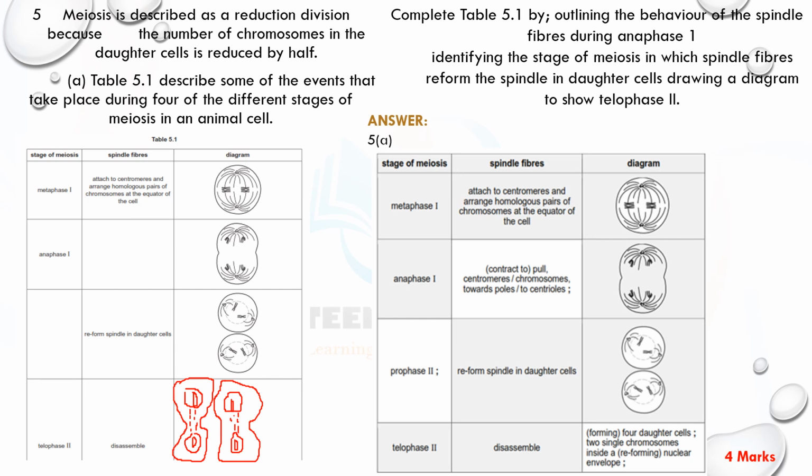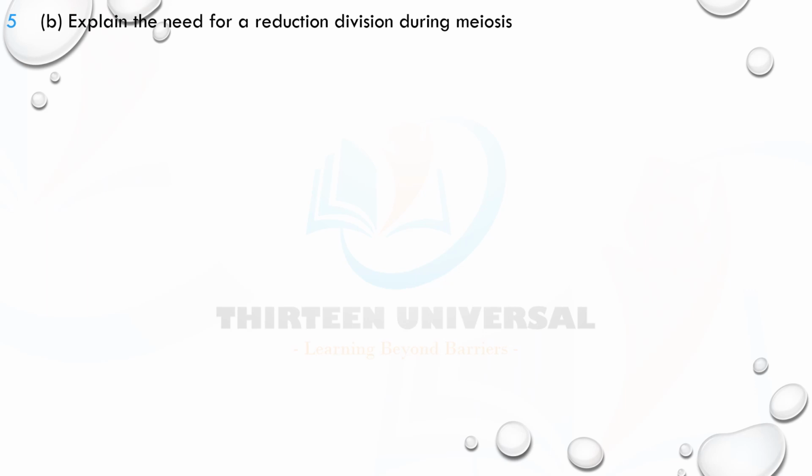Let's go to the next question, 4 marks. Explain the need for a reduction division. Why do we need a reduction division during meiosis? Give us the reason. The need is to form haploid gametes. This is 2n, a cell that will form haploid gametes. This is going to give us a haploid cell, which is a gamete. So the need is for the formation of gametes.